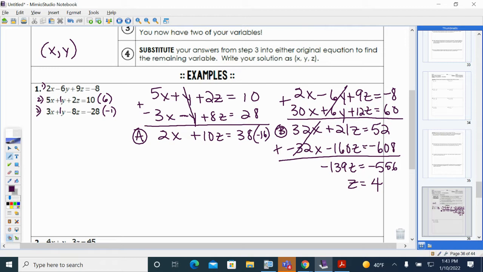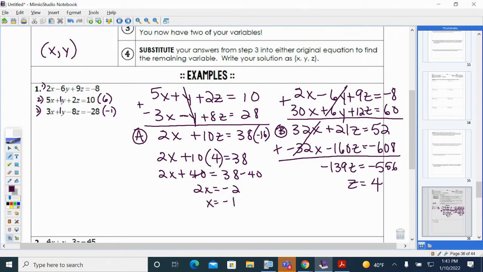I'm going to take that z equals 4, and you go back baby steps. You're either going to take that to equation A or equation B and substitute that in to find your second variable. I'm just going to go ahead and use equation A since I've got room. 2x plus 10 times z, which is 4, equals 38. So 2x plus 40 equals 38. Subtract the 40. 38 minus 40 is negative 2. Divide by 2 and you get x equals negative 1.